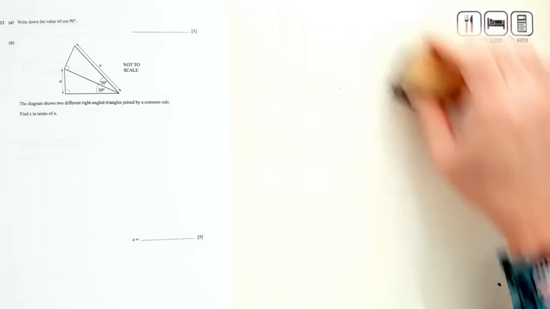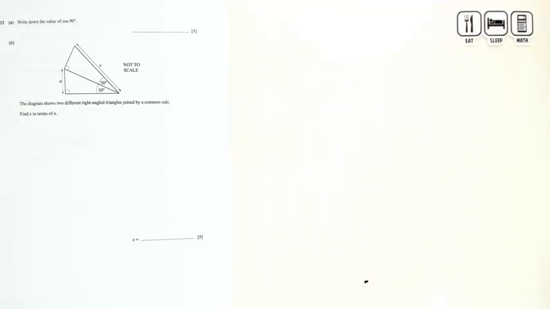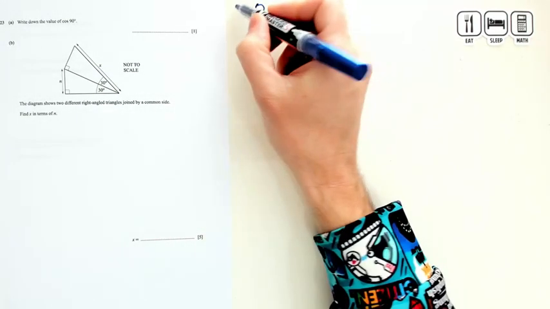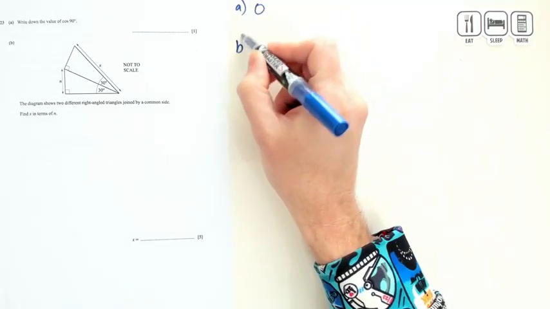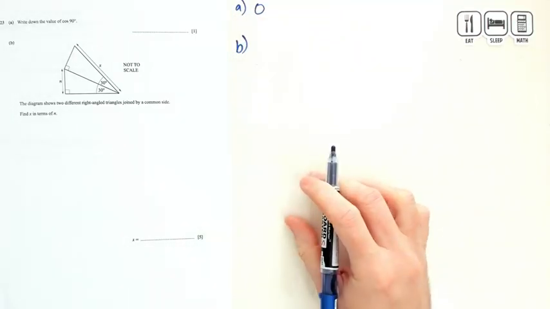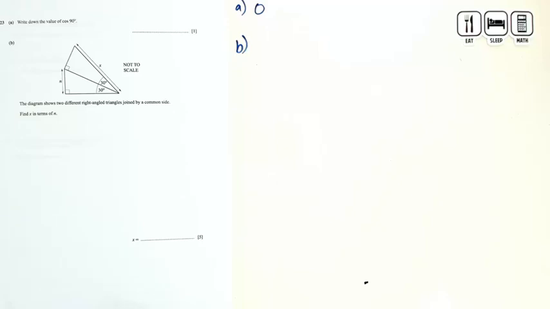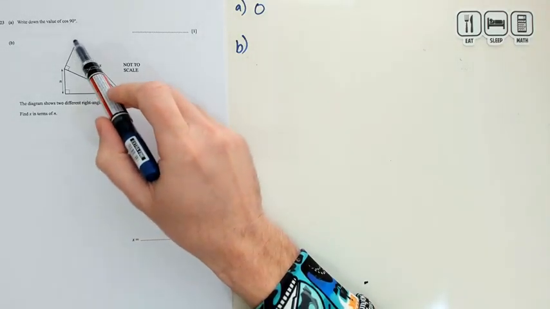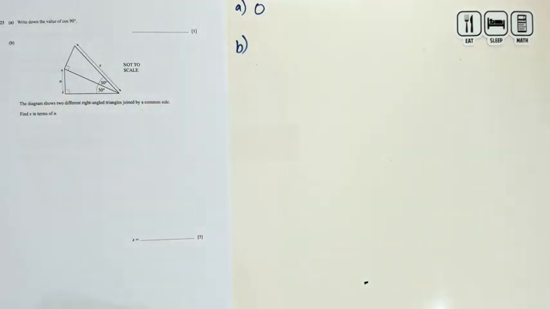This is in a non-calculator paper as well, so you're going to have to know your exact values for this one. The A part is not that tricky. It just says write down the value of cosine 90, so the cosine of 90 is just going to be 0, so no worries there, just a normal 0. But number B, let's say that was A, B is going to be the tricky part. So the diagram shows 2 different right-angled triangles, and they're joined by a common side. And they're asking write x in terms of n.